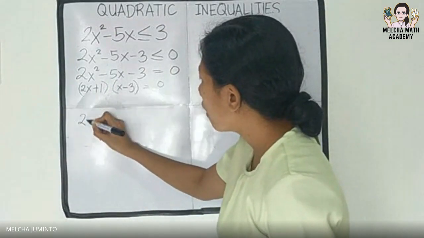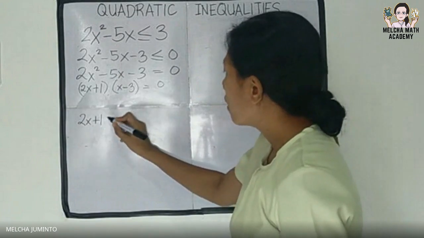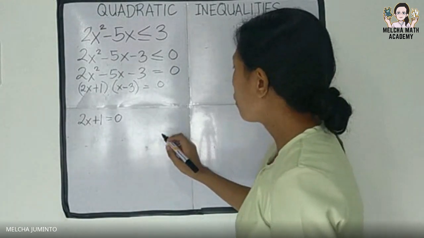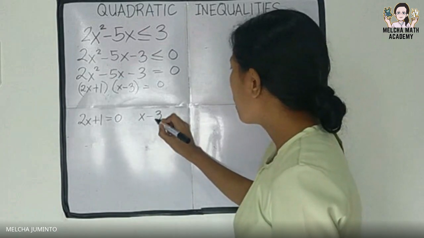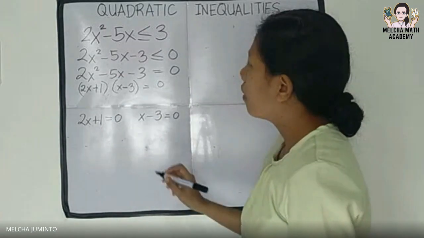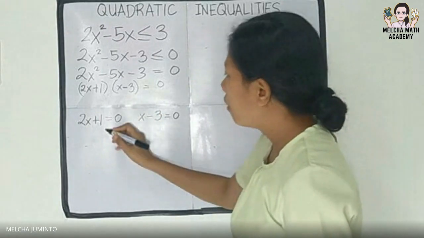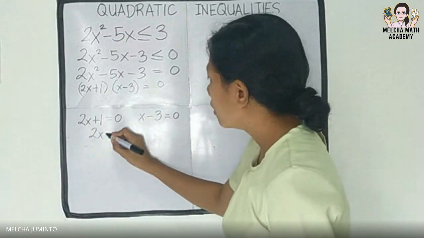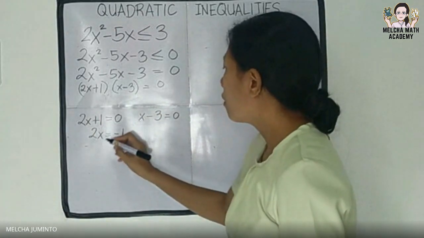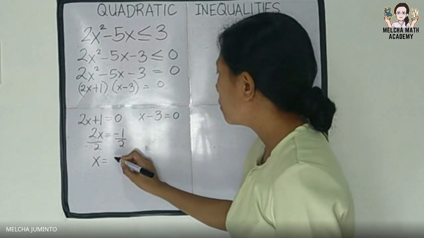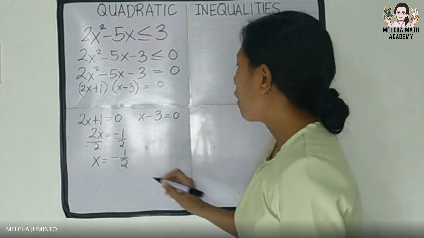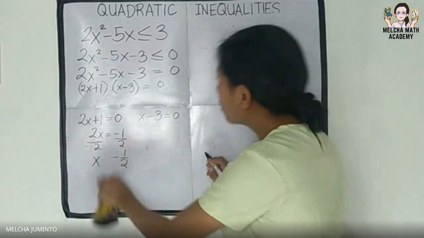We have 2x plus 1 is equal to 0. And then x minus 3 is equal to 0. Transfer 1 to the other side. 2x is equal to negative 1. Divide both sides by 2. x is equal to negative 1 half. And we write this back to inequality.